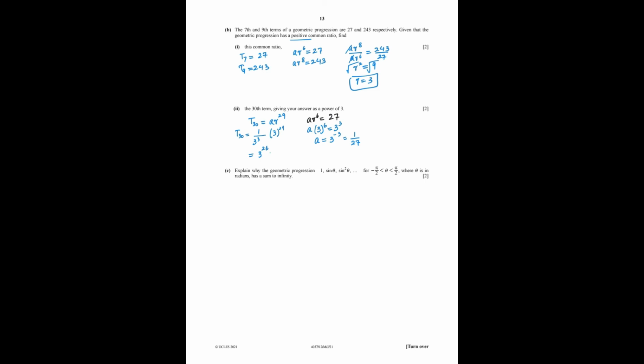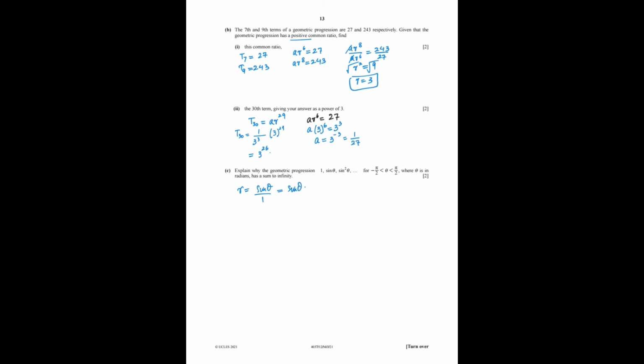For part C, it says explain why the geometric progression 1, sin theta, sin square theta, and so on, for minus pi by 2 till pi over 2, where theta is in radians, has a sum to infinity. At first I need to find out the value of r here, so that will be equal to sin theta divided by 1, which is equal to sin theta. So we have the value of r here.